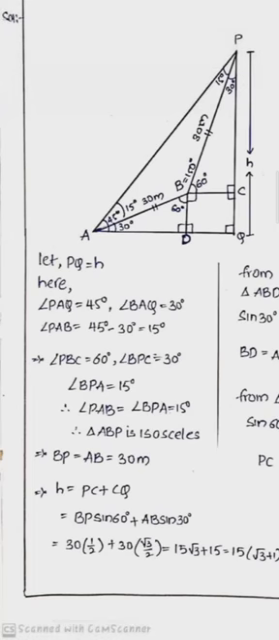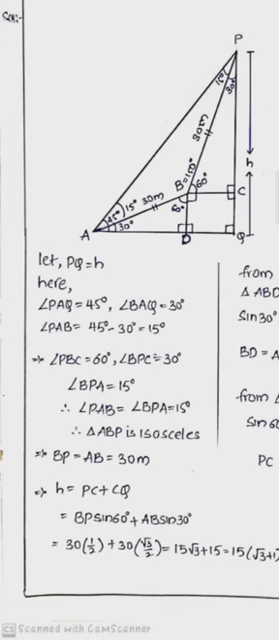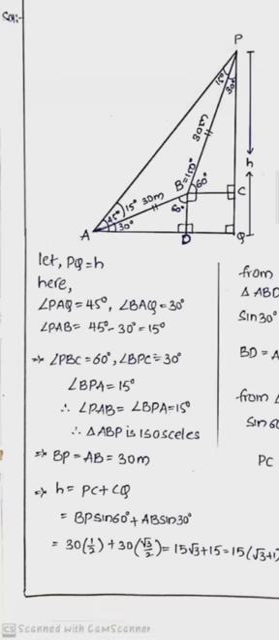Sine 60 is root 3 by 2, plus, and AB bar is 30 meters. Sine 30 is 1 by 2.